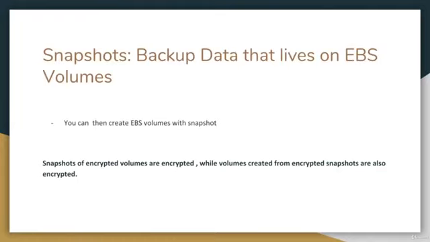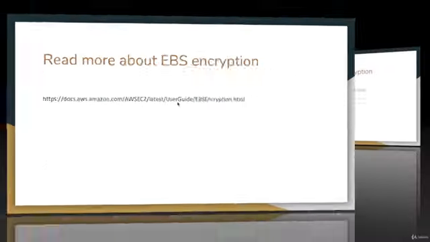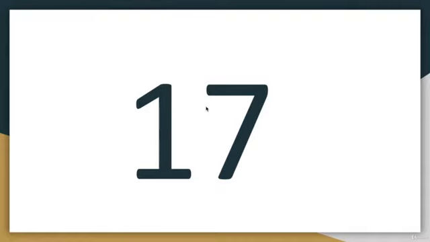You have to know about snapshots. Snapshots let you back up your data that lives on EBS volumes. EBS volumes are the volumes attached to the EC2 instances. If you take a snapshot of your EBS volumes, that snapshot will let you create a volume out of it. Just like an AMI lets you create an EC2 instance, the snapshot will let you create EBS volumes so that you can restore your data once again. Let's look at fact number 17.